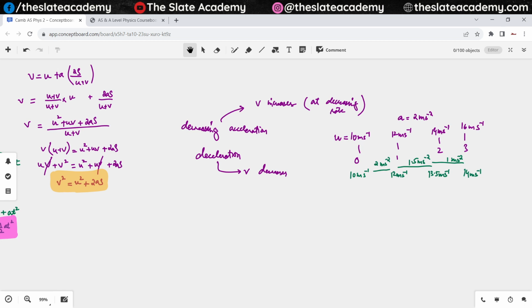For the first second, it increased by 2 meters per second, then it increased by 1.5 meters per second, then it increased by 1 meter per second, but it keeps on increasing. The velocity is not decreasing, it's still increasing. So this is decreasing acceleration.